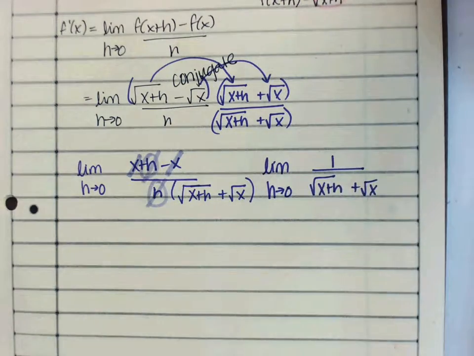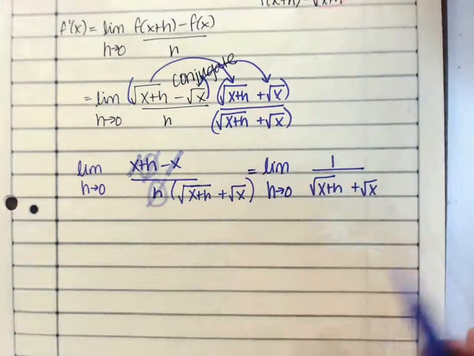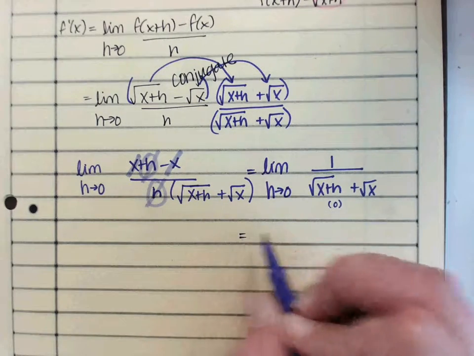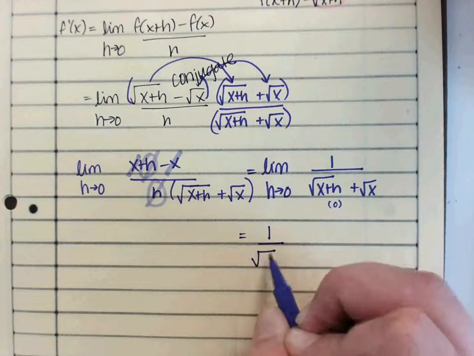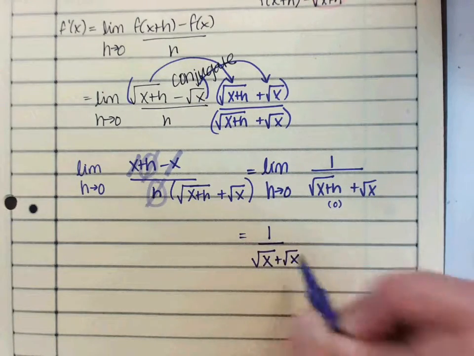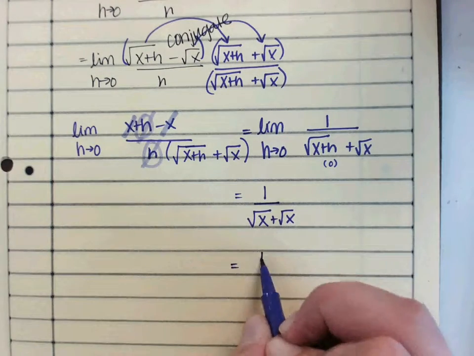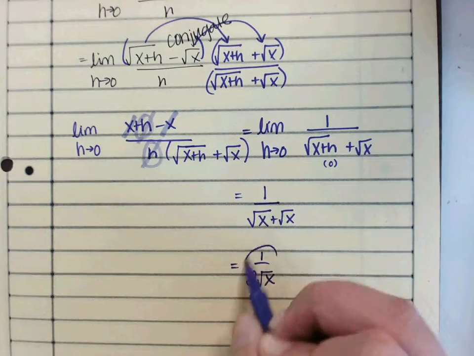Now, if h is approaching 0, I'm going to plug in a 0 here. What is x plus 0, though, still? Root x plus root x. And what is root x plus root x? 2 root x. Okay, that's the answer.